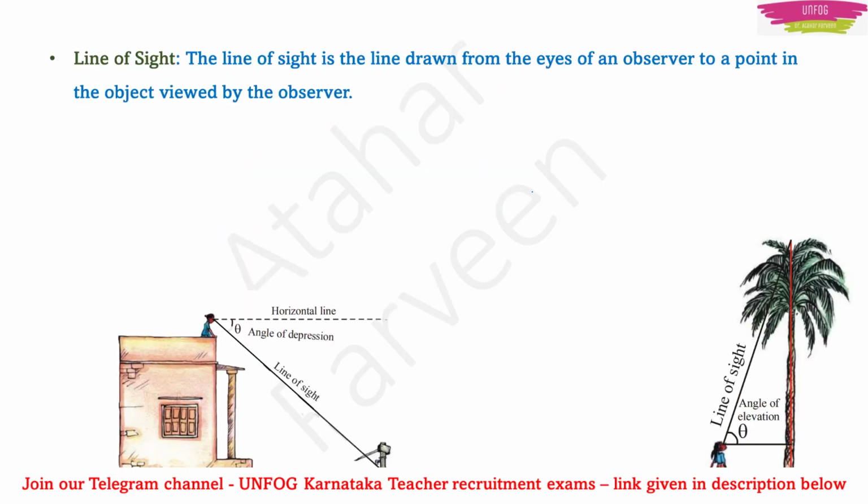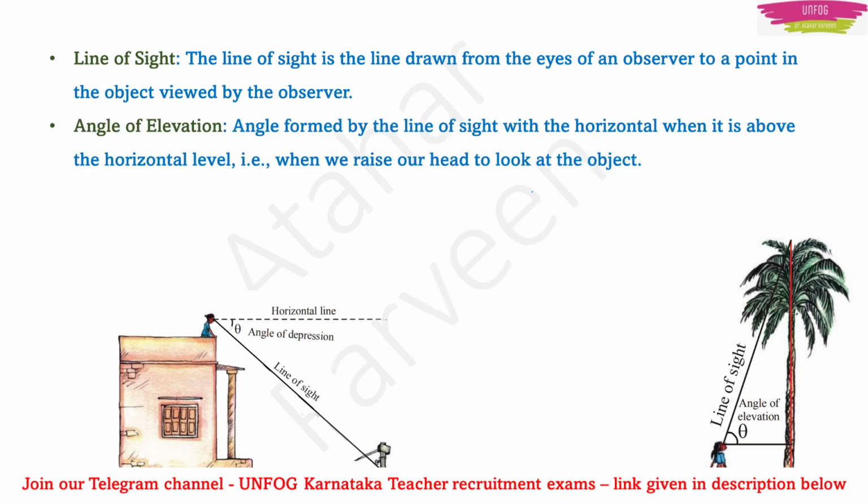And the line which you are seeing, that line is your line of sight. Okay, the line of sight is the line drawn from the eyes of an observer to a point in the object which is viewed by the observer. This is your line of sight.